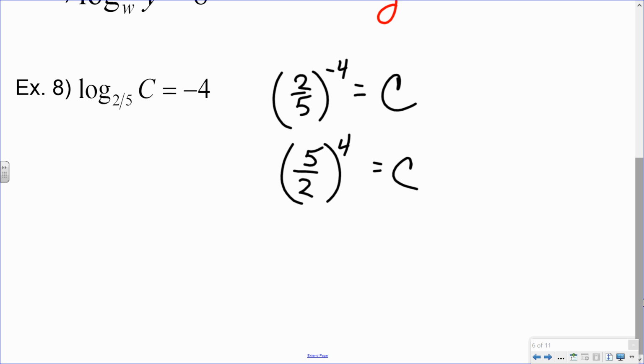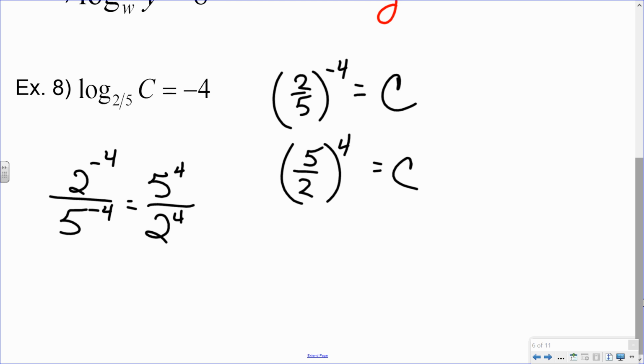If you have trouble with that, yes, you could do 2 to the -4 over 5 to the -4. That means the 2 to the 4th could go in the denominator with a positive exponent. The 5 to the -4th could go in the numerator. But faster to just flip it upside down, and then everything's to the 4th power.